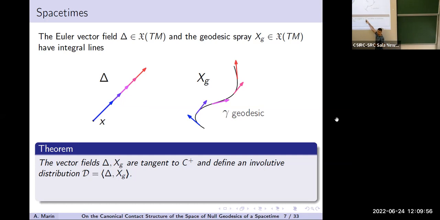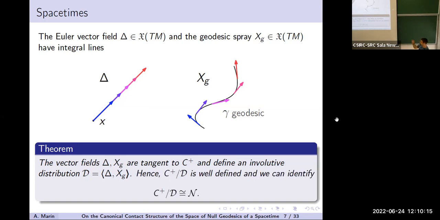of future hemicones. So this C plus denotes the bundle of chosen future hemicones. So out of every cone, I take only one future hemicone, and I see that these two vector fields are actually tangent to this submanifold, and that they form an involutive distribution. So by the Frobenius integrability theorem, I can actually integrate this distribution, and so it makes sense to consider the space of leaves of the foliation defined by this distribution.